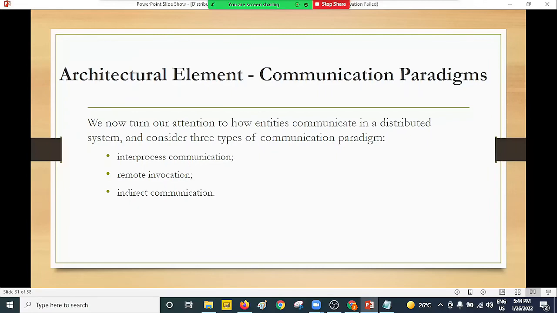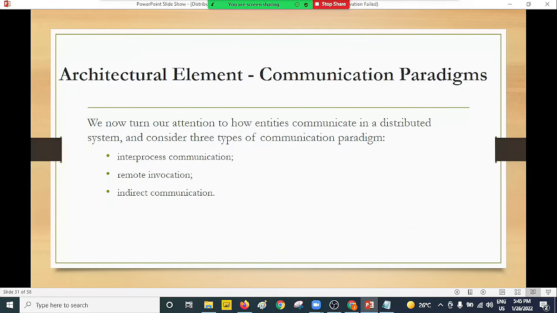Now, after understanding the communicating entities, how do they communicate? The concept of communication paradigms, right? We have three categories of ways that these communicating entities use. They can communicate via sharing of processes, in what we refer to as inter-process communication. They can invoke some kind of process remotely, in what we can look at as remote procedure call or remote method invocation. We can also have some kind of group communication, which I refer to as an indirect form of communication.